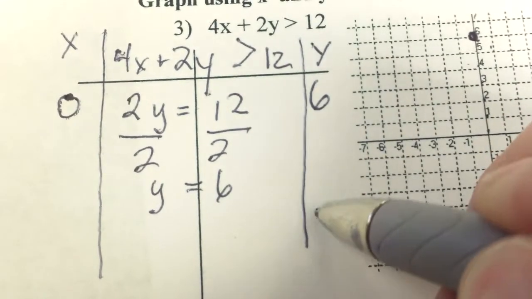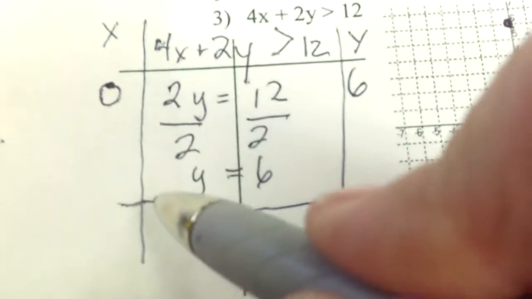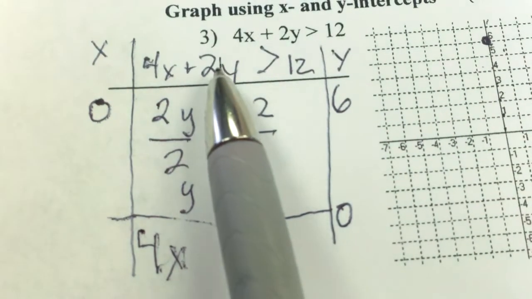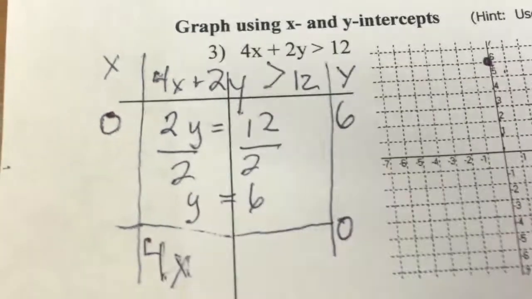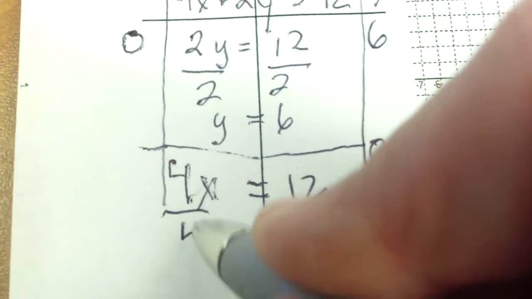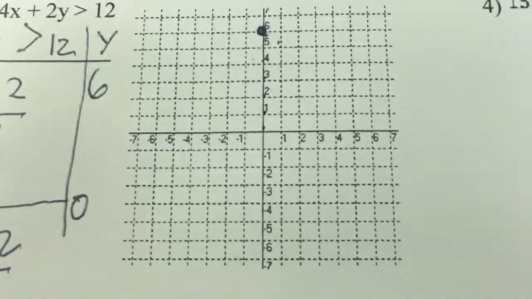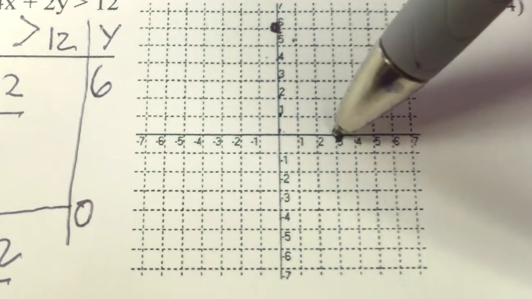Now, if y is 0, then let's figure out what x is. So if y is 0, we're going to put 4x. Now, if y is 0, that means 2y is 0. So 4x plus 0 is just 4x equals 12. Not going to worry about the inequality just yet. Divide both sides by 4. X equals 3. So that's the point 3, 0. So that's the point 1, 2, 3, 0.